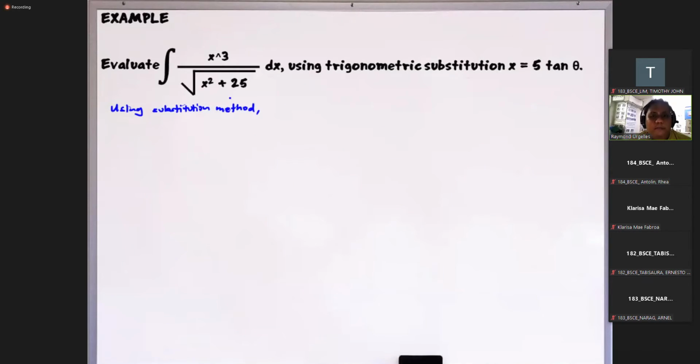Kumbaga, parang nakikita na niya kaagad yung substitution, tapos dire-diretso niya kaagad. Kaya medyo nahirapan kami dati nung Calculus 2. Okay? Pero again, ganun din yung mangyayari sa inyo if you practice and practice.